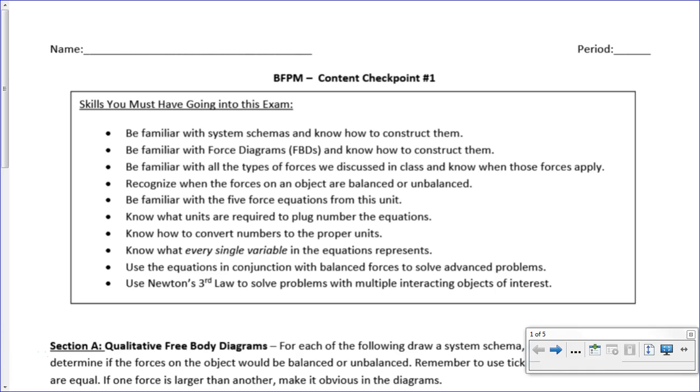To start off with here, we have a list of things that you need to know going into this exam. Make sure that you look over this list. Make sure that you understand everything on it, because I think a lot of times people ignore these big blocks of text because they don't want to read them, but this is literally the things that you need to know going into this exam. So take some time, make sure you're comfortable with all of these things.